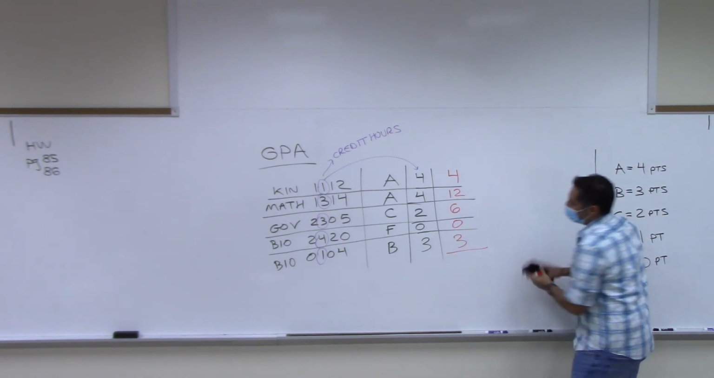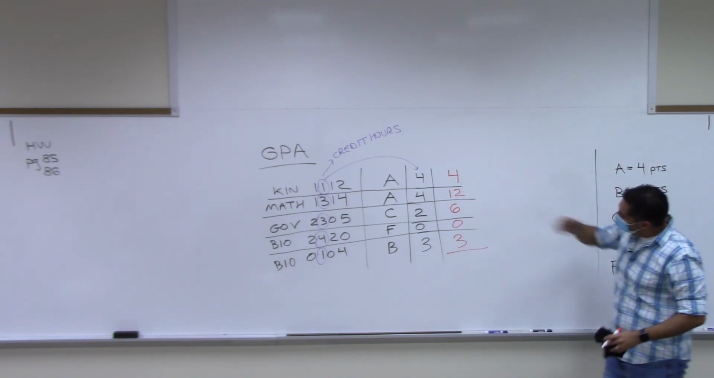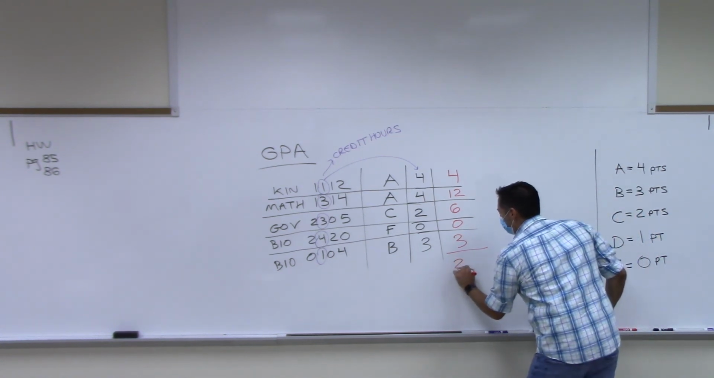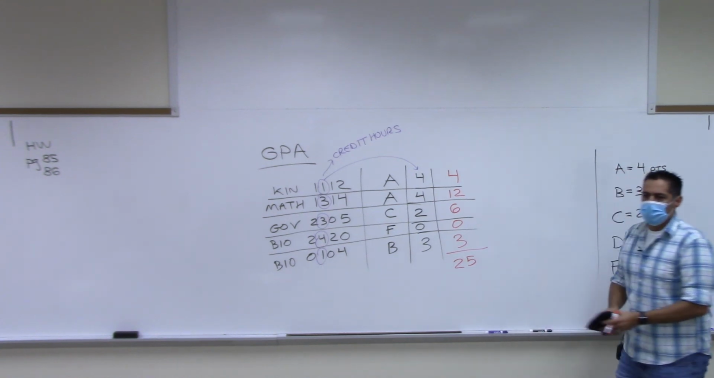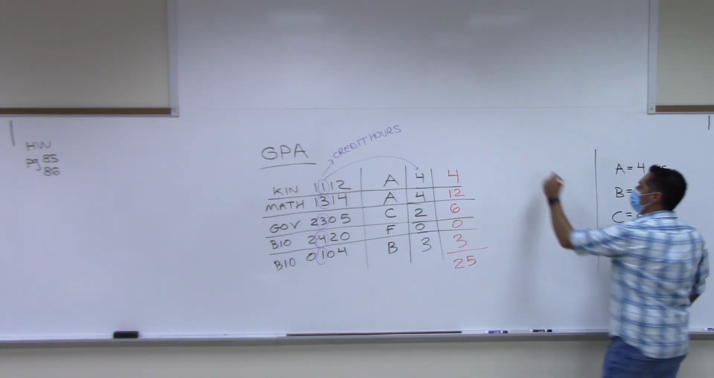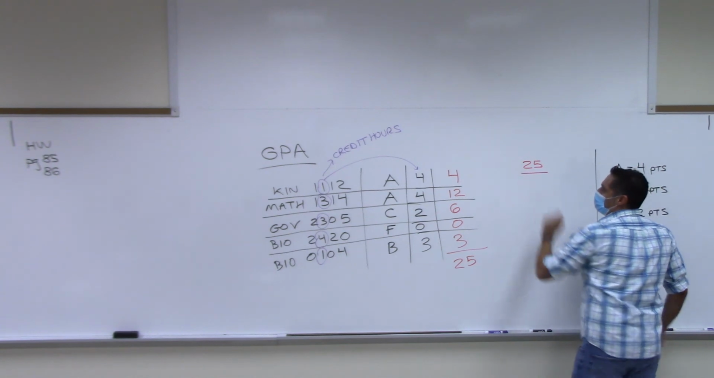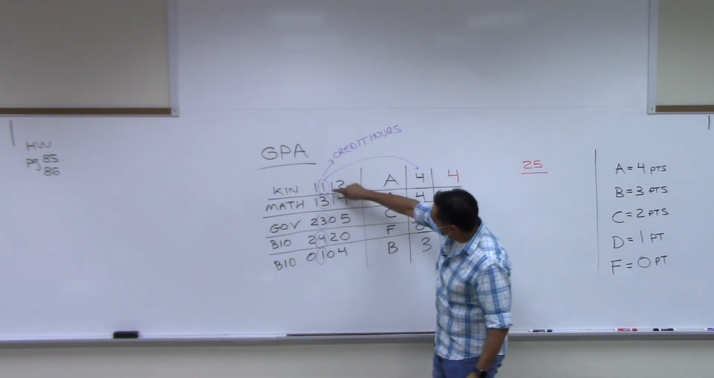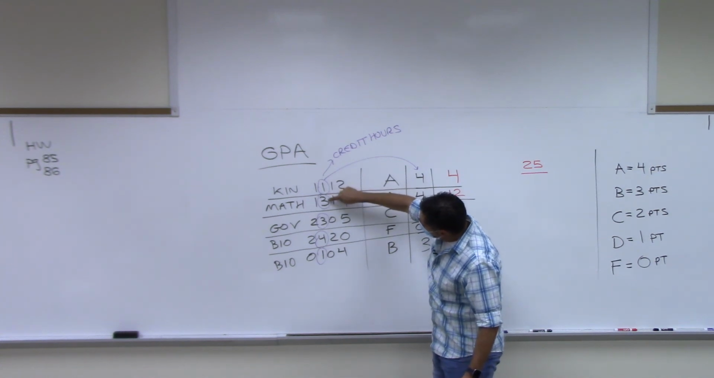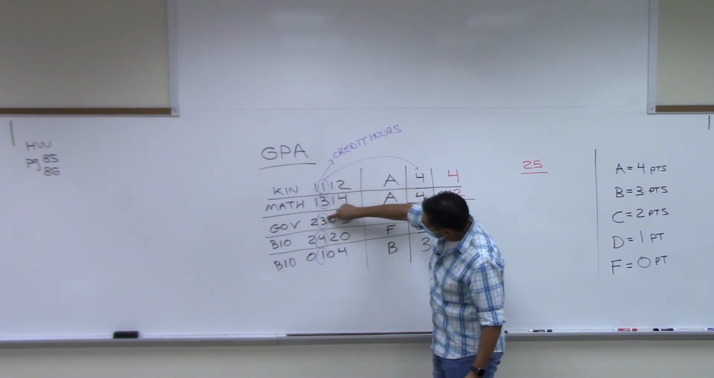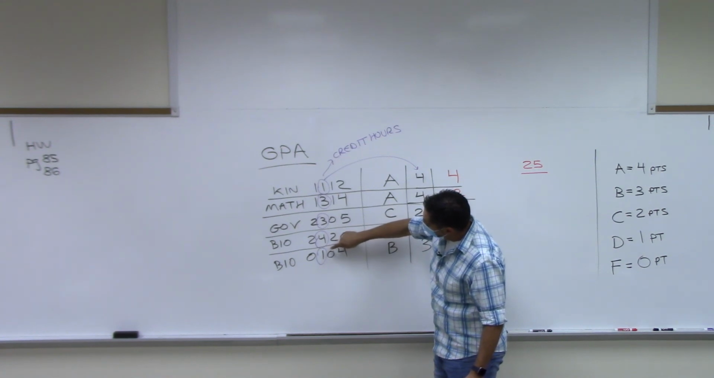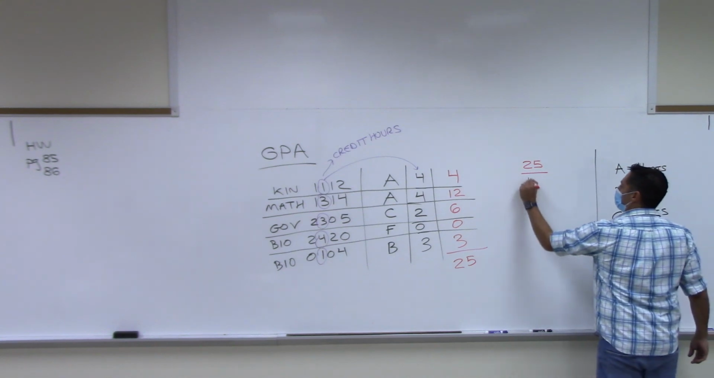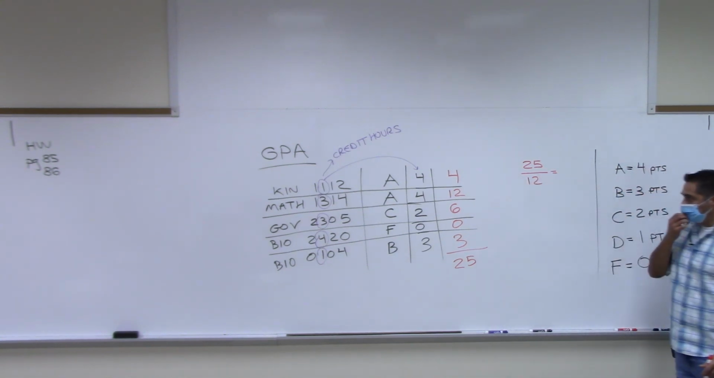Now what we do is add these up. Let's see what we get. 25? Yes, 25. We take that number, 25, and divide it by the total credit hours we took for the semester. So how many hours did we take? Was it 12 total? Yes? 12. We divide that by 12. Do that on your calculator and tell me what you get.